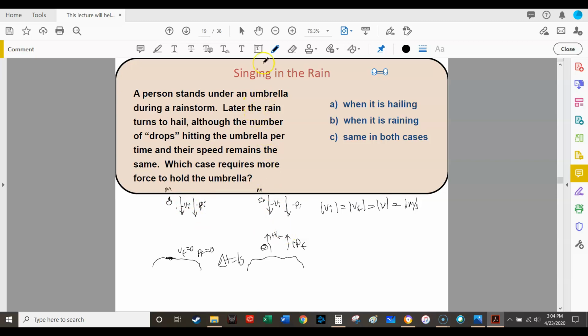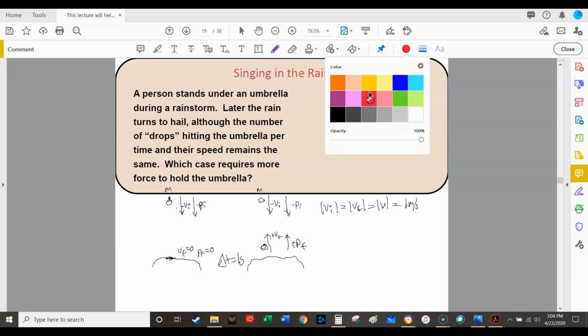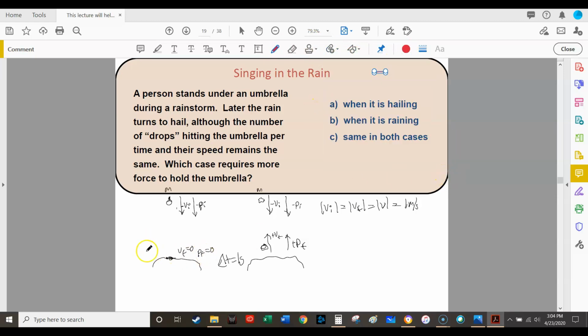So the question is, which is going to require more force to hold the umbrella up? Well, let me think about this for a second, right? Because when we're talking about the golf ball and the wall, when the golf ball hit the wall, it had to change its momentum to 0, right? To bring it to a stop. And so I'm going to draw the force with a different color. And so that means it had to apply a force upwards to bring it to a stop, which is what's happening with this rain case, right?